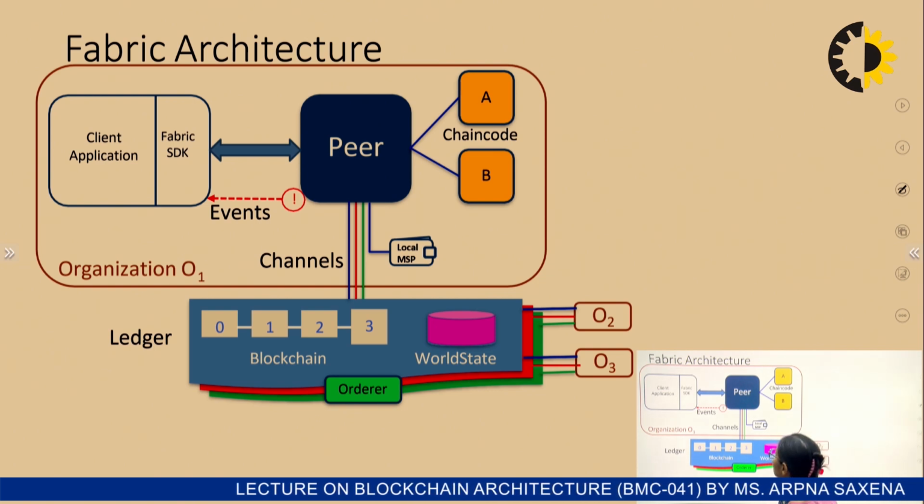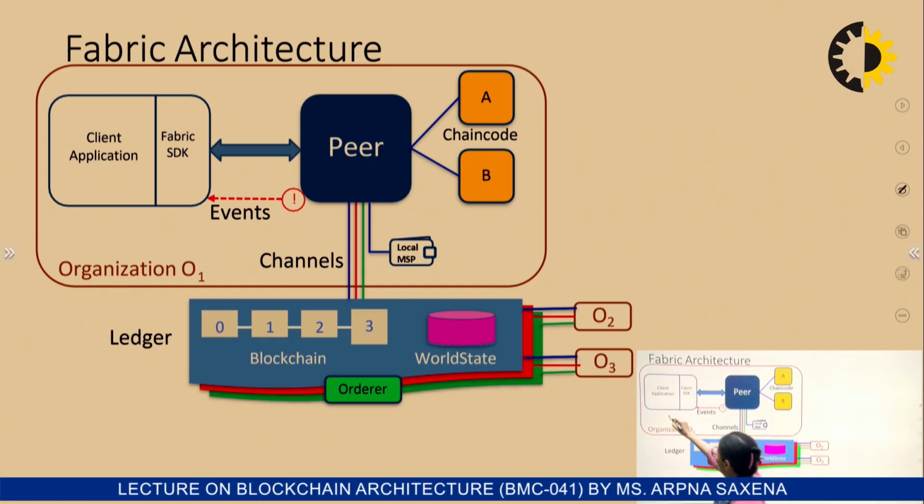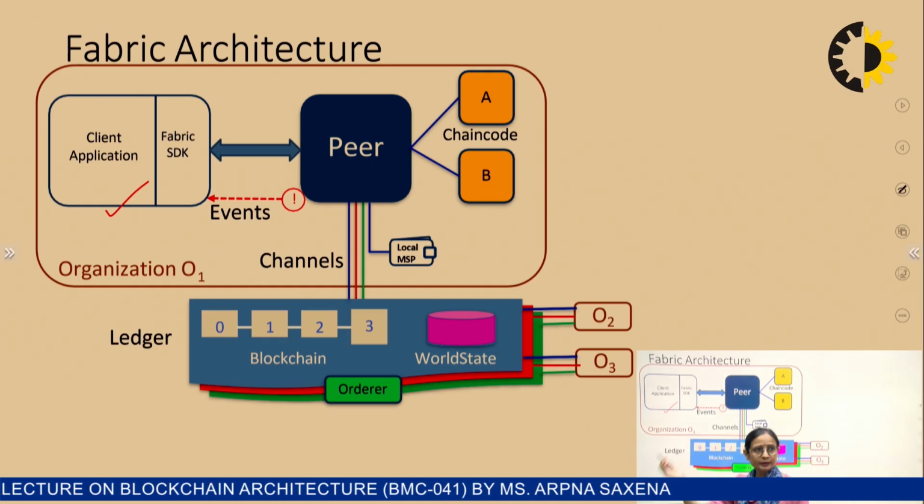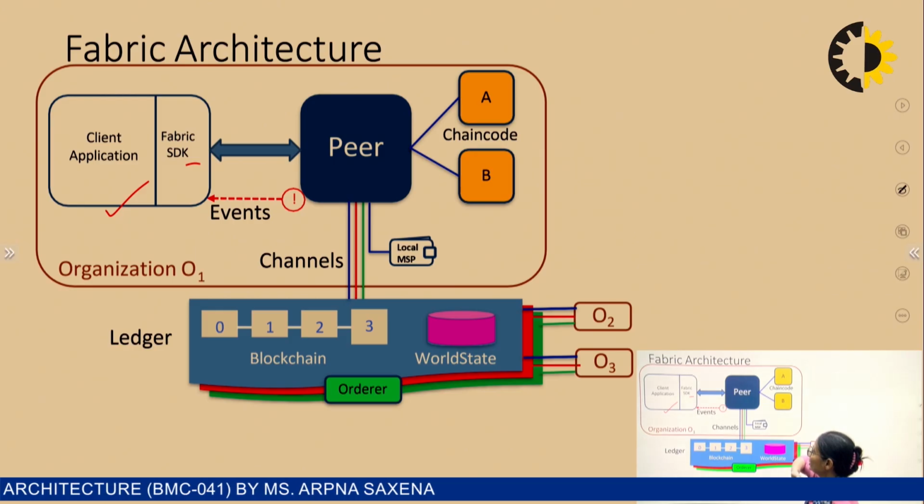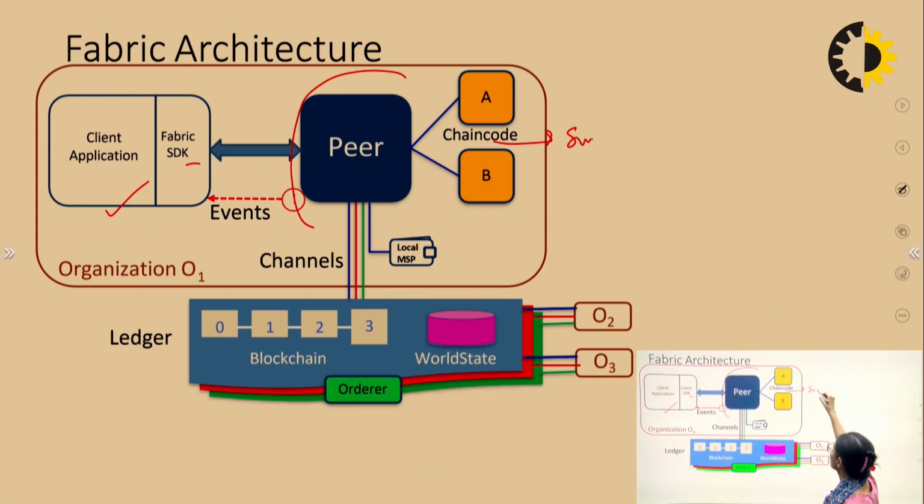In the Fabric architecture, we have the components. This is the client application. It interacts with the blockchain with the help of the Fabric SDK. This Fabric SDK is responsible for interacting with the blockchain, and in the blockchain I have peer nodes. The chaincode is nothing but the smart contracts which are written in Fabric. Other than the peer, this is the organization. These peer nodes, this is my blockchain, and this is the world state of all the transactions running over there, and this is being maintained at various orderers.